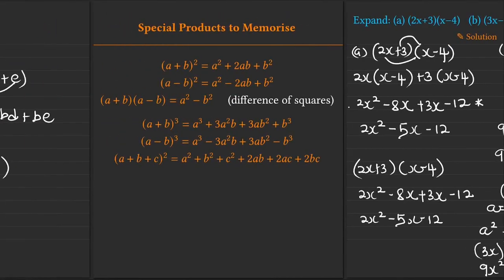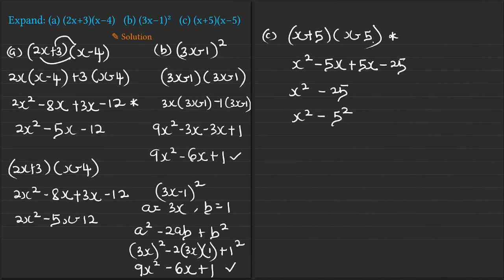And looking at the difference of two squares, this is it over here. That is why I was saying it is advisable you memorize these special products. If you memorize it and you see something like this, you simply know that it is x squared minus 5 squared. So that is it for our first example. Let's take a few more examples.